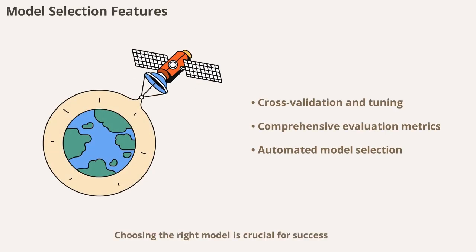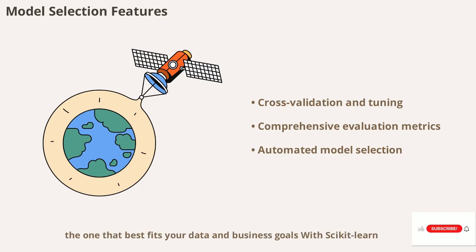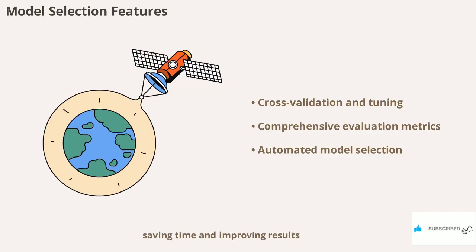Choosing the right model is crucial for success. Scikit-learn provides robust model selection tools, including cross-validation, hyperparameter tuning, and a variety of evaluation metrics. These features help you systematically compare models and select the one that best fits your data and business goals. With Scikit-learn, you can automate much of the model selection process, saving time and improving results.